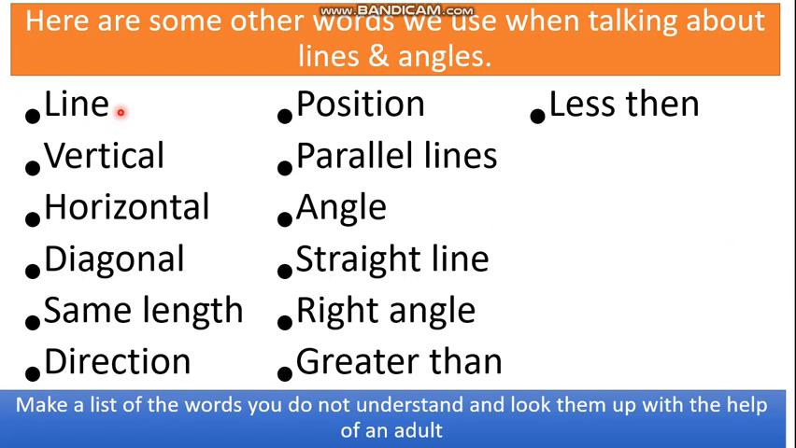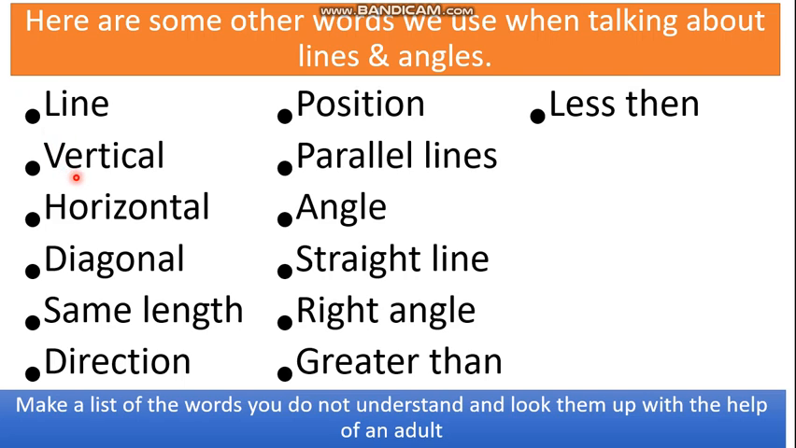Now, what is a line? So a line is straight, it has no bends, no real thickness, it's not thick or thin, and a line can go in both directions without ever ending, okay? So it can go on infinitely.